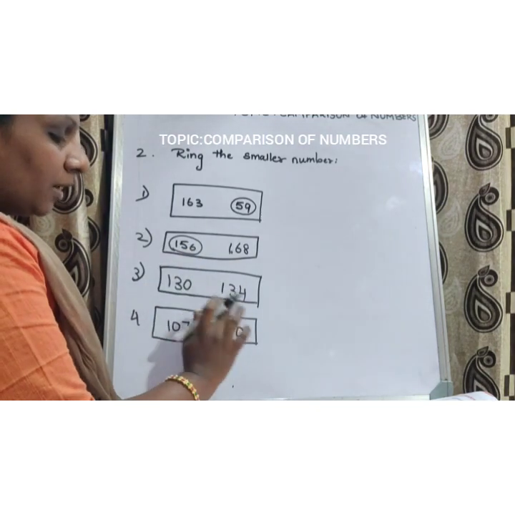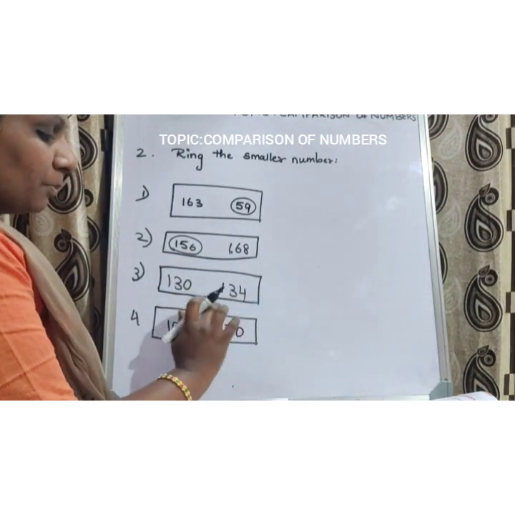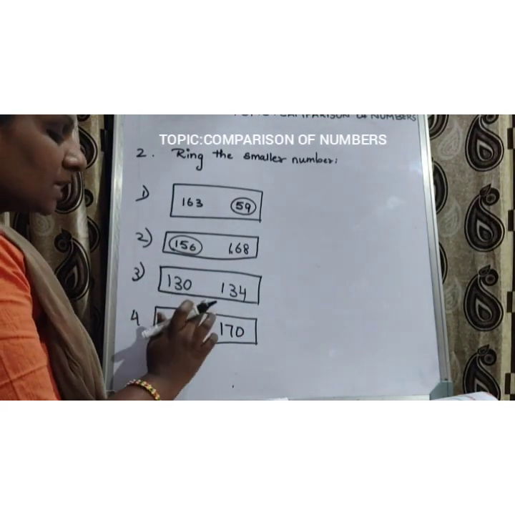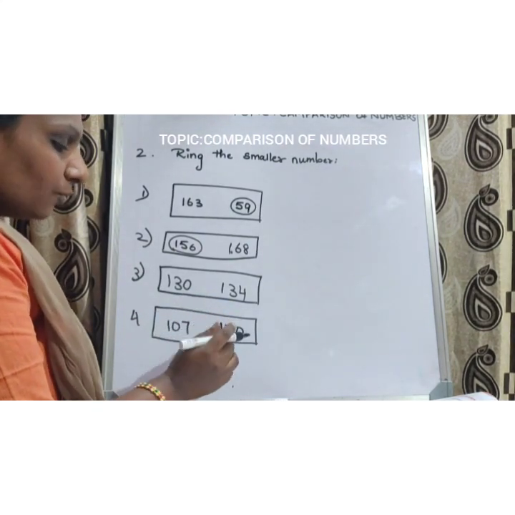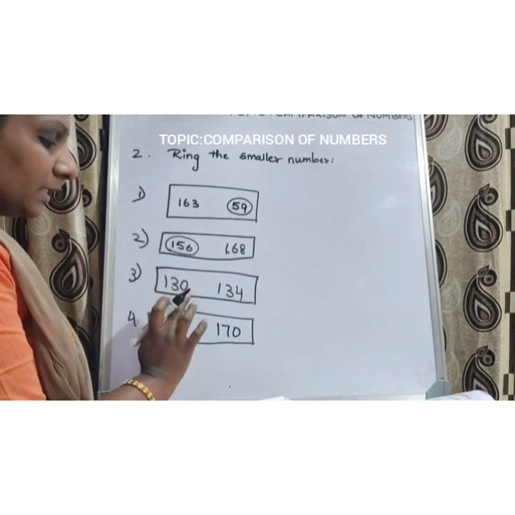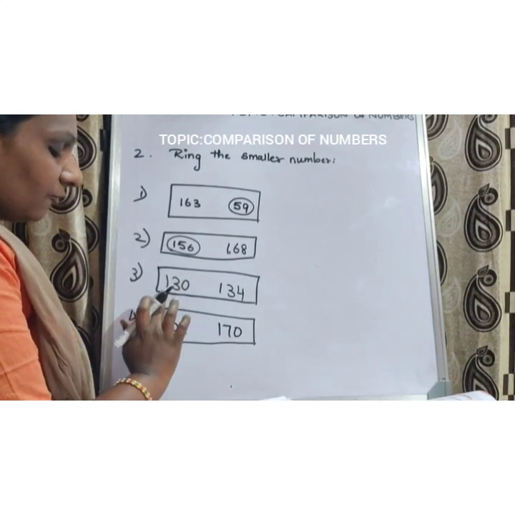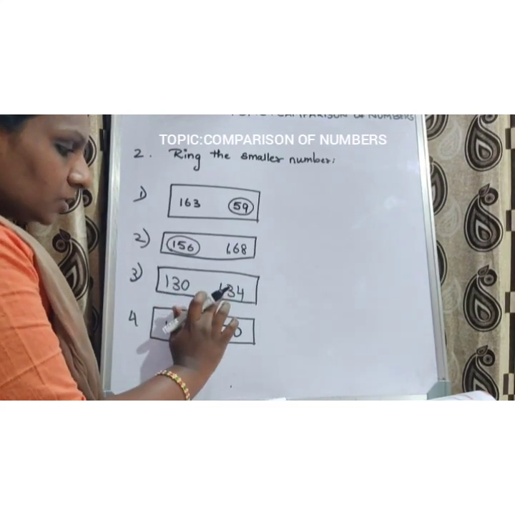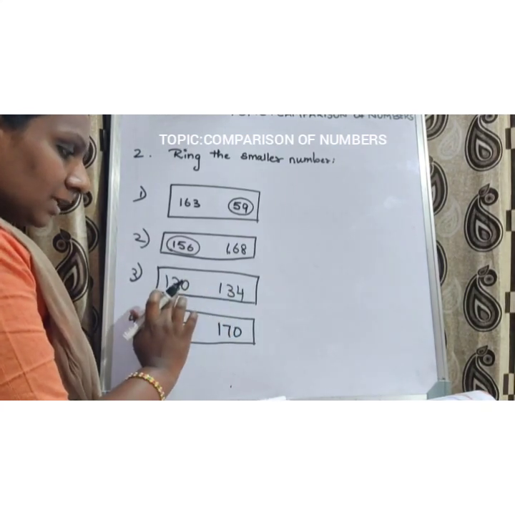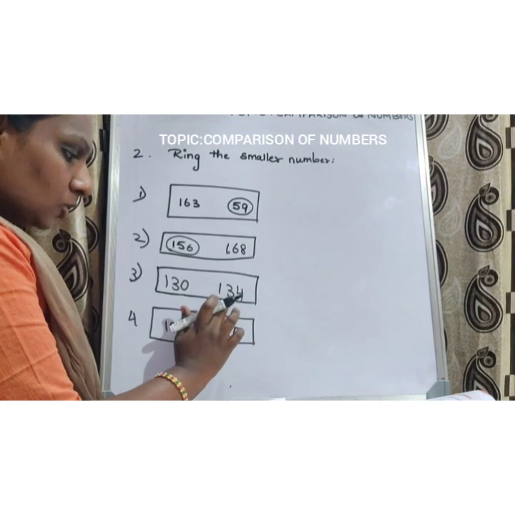Okay. Same way, next one, 130 and 134. So we are going to compare these two numbers. Both the numbers are 3-digit numbers, right? So we have to compare the first digit of the given numbers. The first digit is in the hundreds place. What is the number? 1. Here also it is 1. Same way here it is 3 in the tens place and here also it is 3.